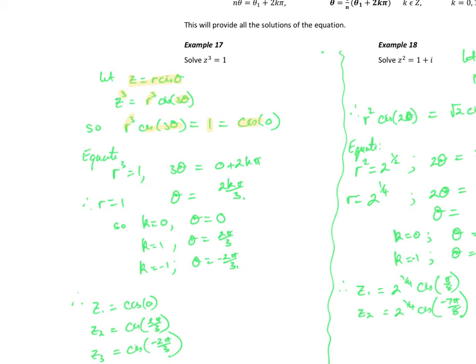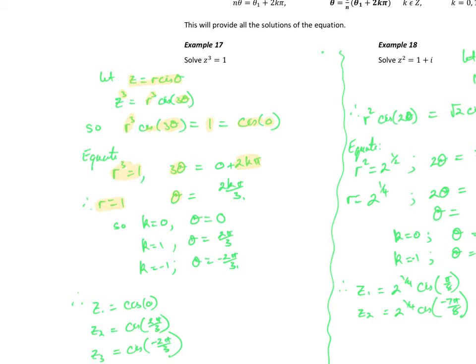So if I equate now, my radius, r cubed, is going to be equal to 1, which is the radius of cis 0. So there's my first equation. And my angle 3 theta is going to be equal to 0, which is the equivalent angle, plus any 2k pi. So if I solve r cubed equal to 1, I get r is equal to 1, so the radius of all my solutions is 1.